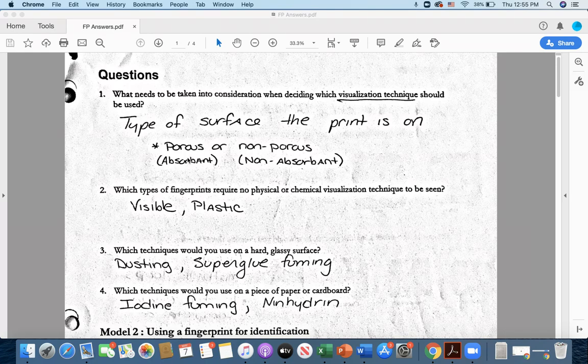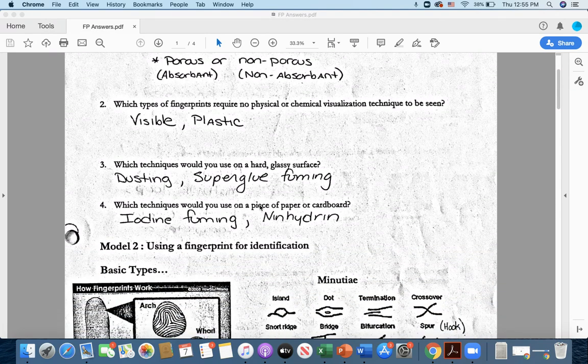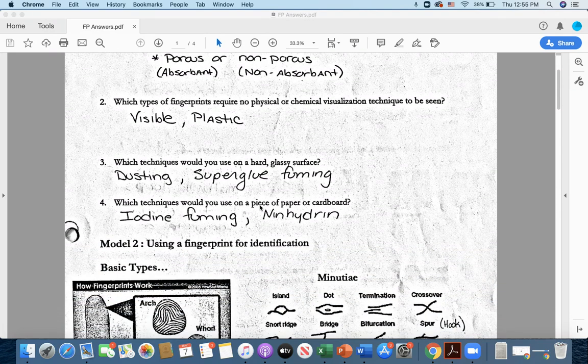Porous means, think of it as being absorbent. So like paper, cardboard, like question number 4, fabrics, money, things like that. Non-porous would be something like glass or tile, wood that's been treated with like a clear coat, so it's not going to soak up water. The fingerprints that don't need any type of visualization technique would be visible or plastic because you can see them.